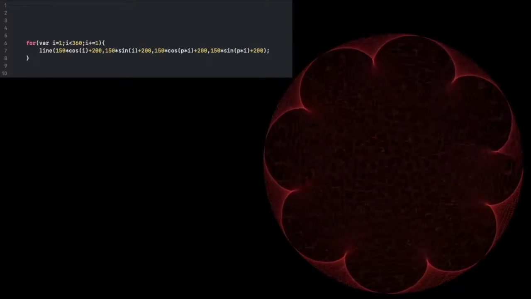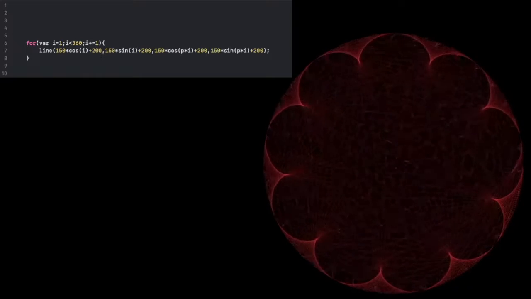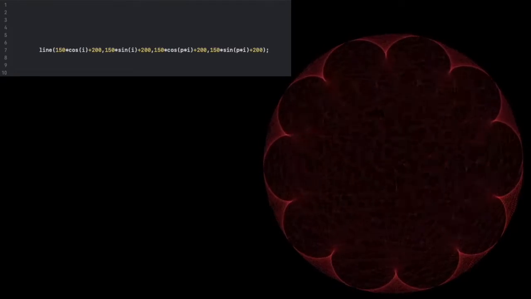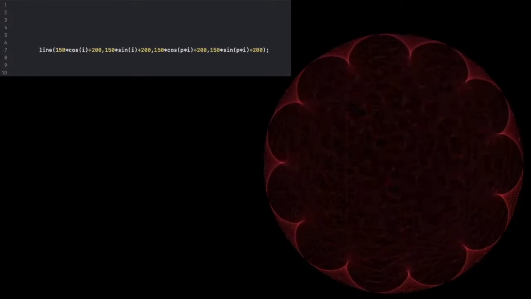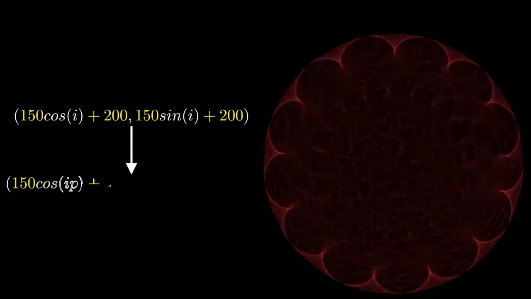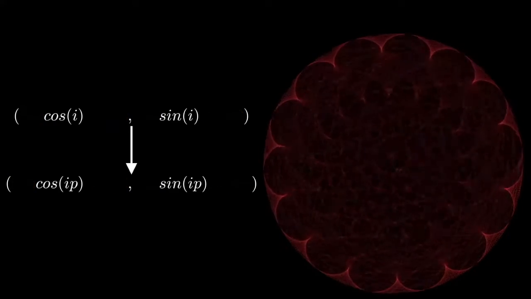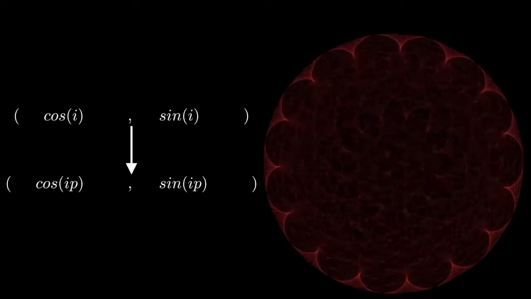The for loop iterates through all values of i, so the line is drawn for all values 0 through 360, and we're left with this line function, which takes in an x and y coordinate for each point. These constants are just for scaling or centering the animation and are not needed. This is much simpler now, and it describes the whole animation, but it still may be a bit vague.